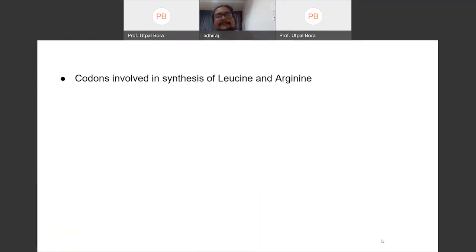So, codons involved in synthesis of leucine and arginine. Suppose we are given a gene, some collection of genes, and someone asks us to find if there are codons which are going to synthesize leucine or arginine. So how are you going to go about it? How are you going to search? First, we need to know what the codon for leucine is.